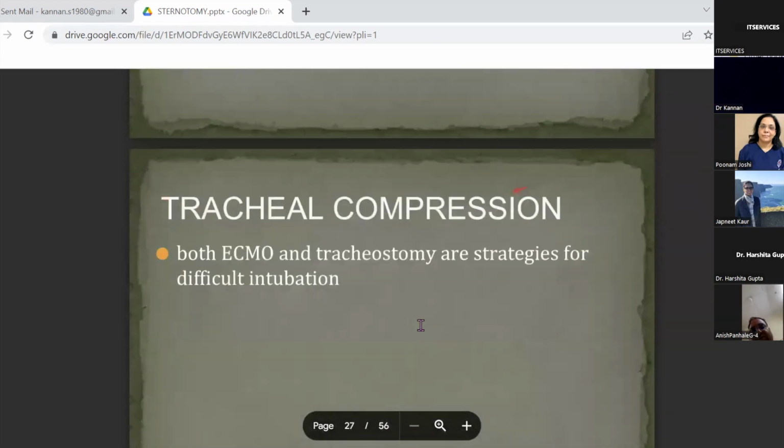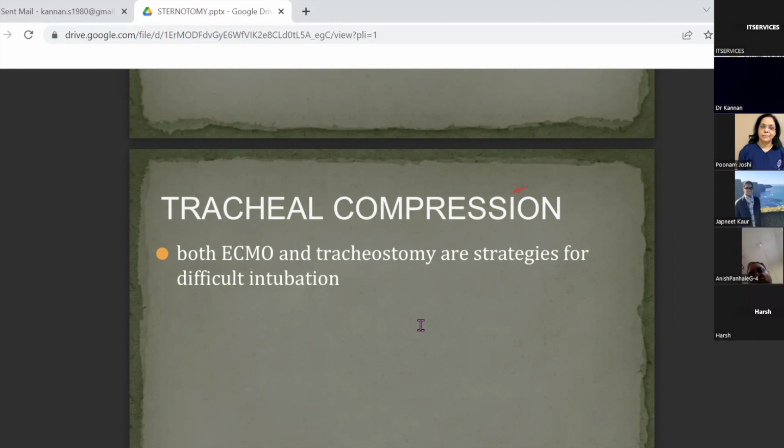So there are times in which the compression is more than 80 to 90%. In such cases, intubation might be difficult. Securing the airway might be difficult. Tracheostomy with the retro-sternal goiter in situ sometimes becomes difficult. So plan these patients well.